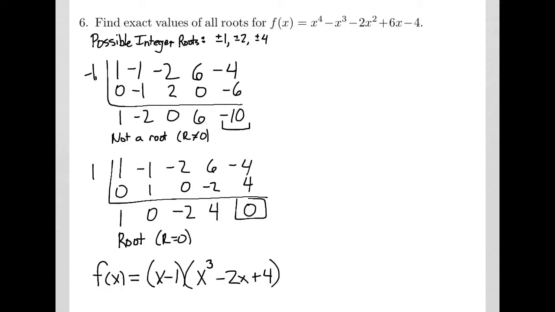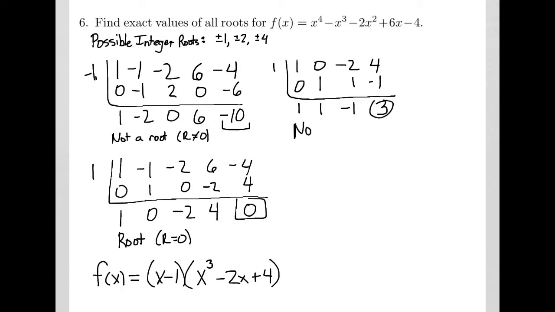And again, I have the same possible roots. And my coefficients are 1, 0, -2, 4. I've already tested -1 and it didn't work to start with. 1 worked once. Let's see if it works again. So I add, multiply, add, multiply, add, multiply, and add. So 1 is not a root of the deflated polynomial. So let's check -2.